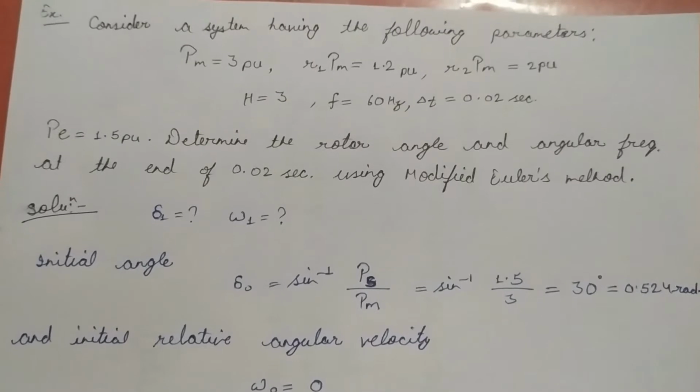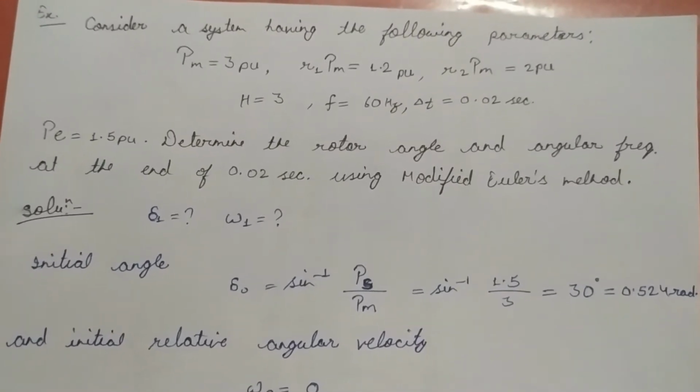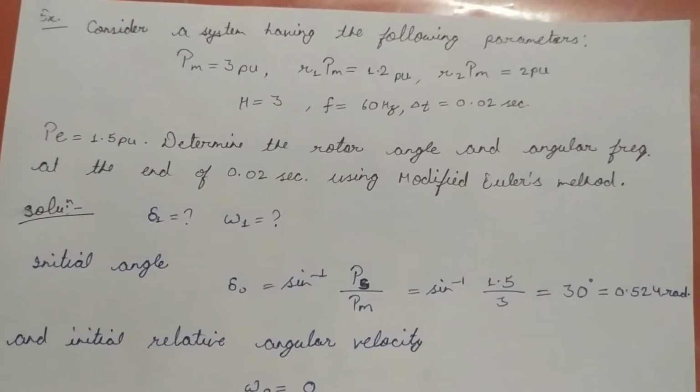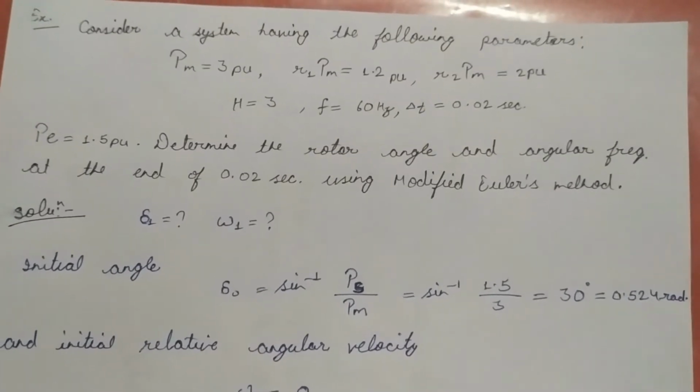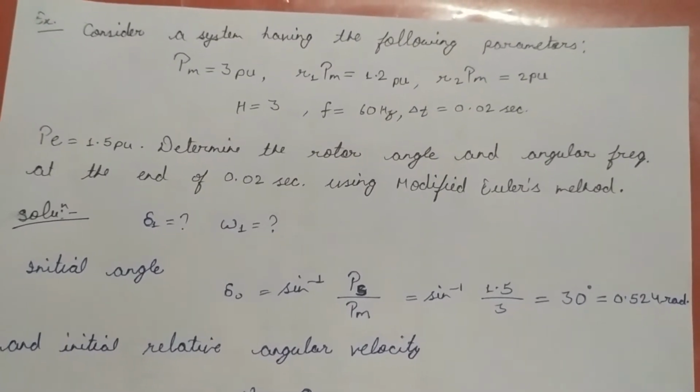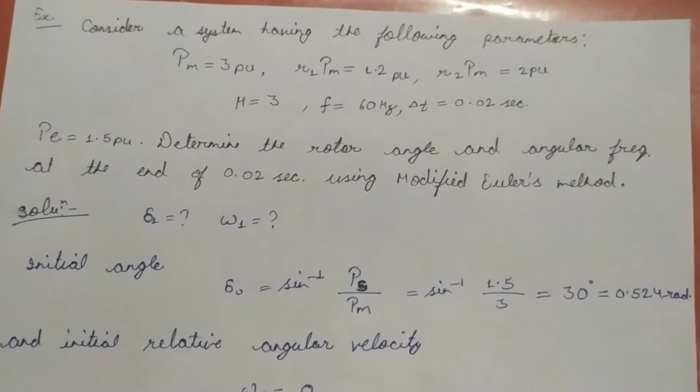In the previous lectures we have studied the methods for solving the swing equation, that is the modified Euler method and the Runge-Kutta method. In this lecture we will be studying examples on these methods. So let's get started.